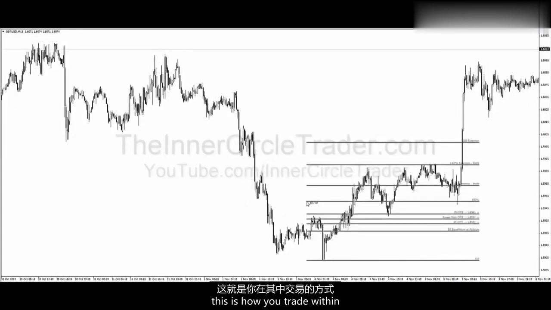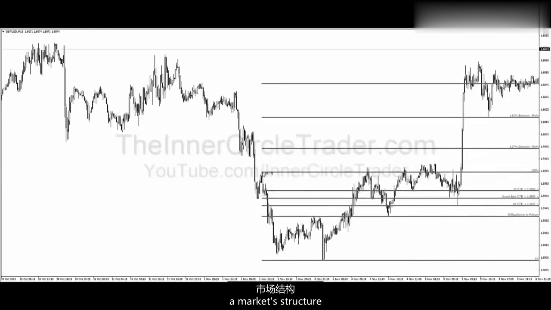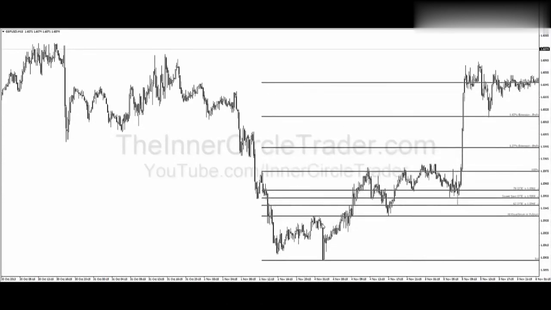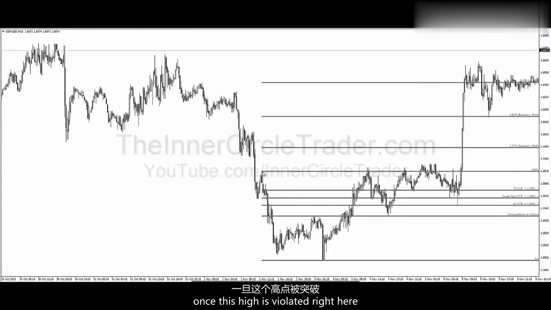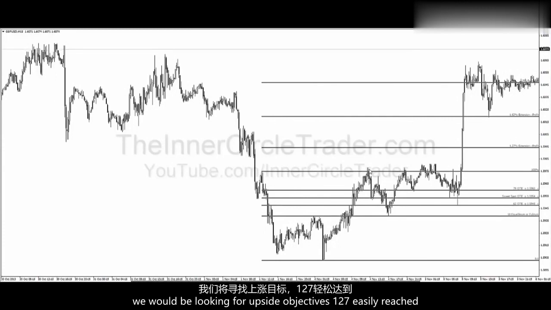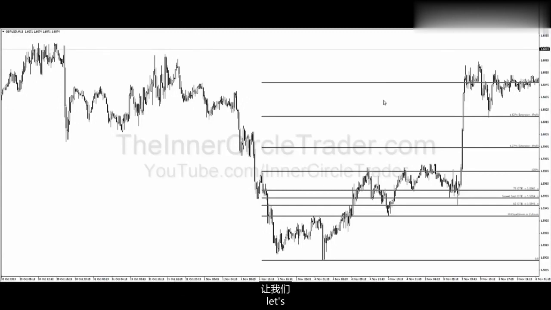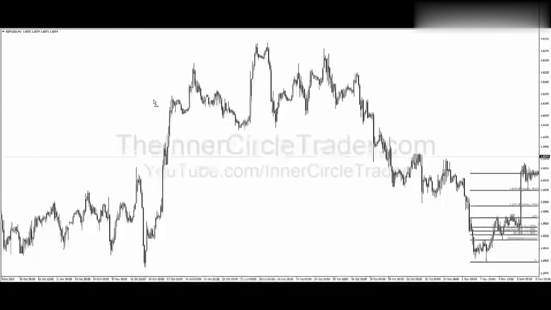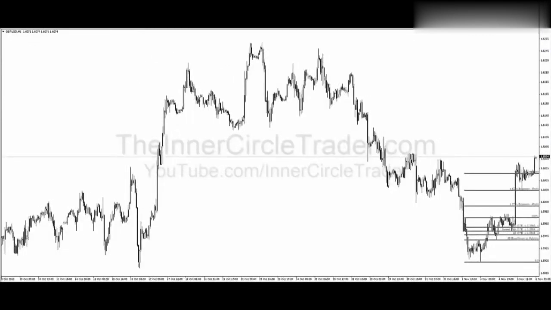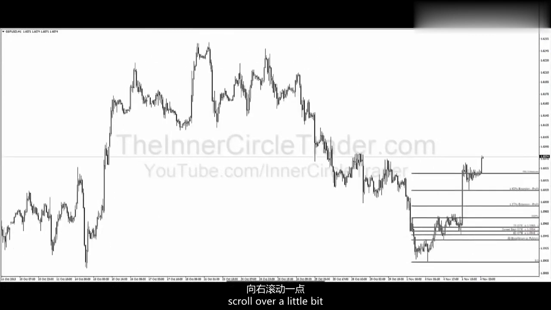Going back to this higher market structure high here, using that same reference low, this is how you trade within a market's structure. So once this high is violated right here, we would be looking for upside objectives. 127, easily reached. 162, easily reached. 200 level, easily reached. Let's go out to an hourly chart, same pair. Let's scroll over here a little bit.